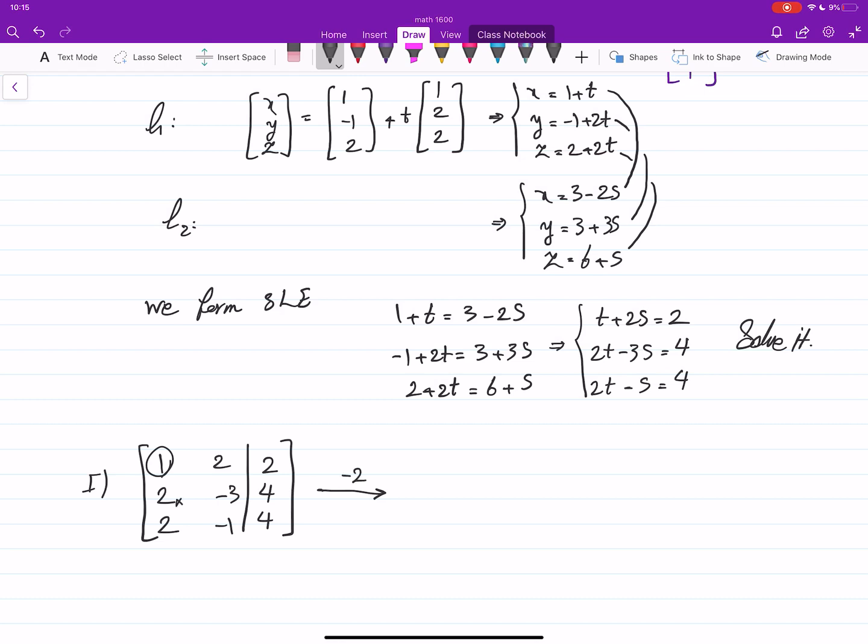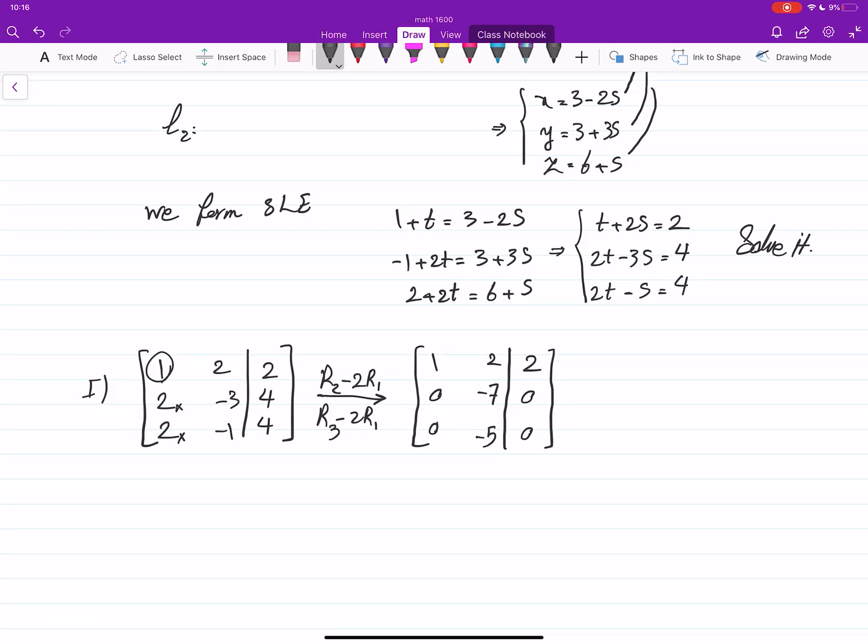We have to kill this one, negative 2 times R1 plus R2. The same story goes for R3. So R1 doesn't change, let's keep it the same. So for the first one, negative 4 minus 3 is negative 7. Negative 2 times 2 is negative 4, and that added gives 0. Then negative 2 times this gives negative 4, and added there this will be 0, negative 4, negative 5. Is this row echelon form now?